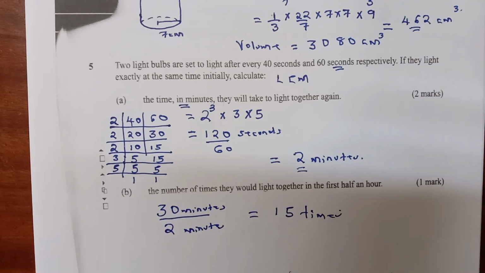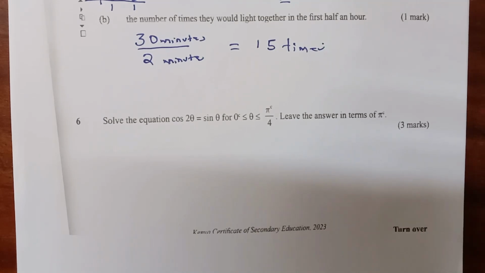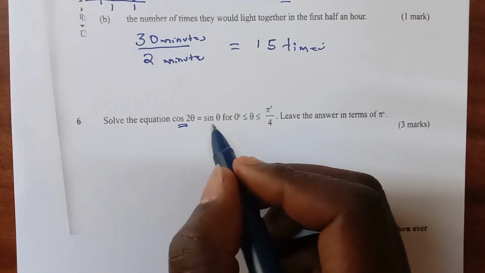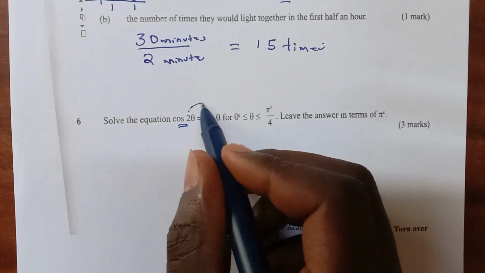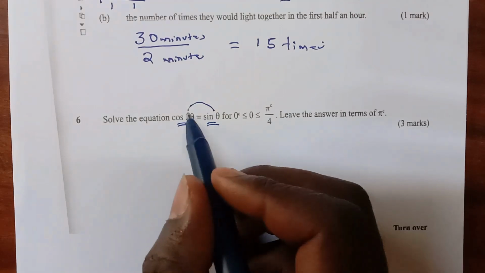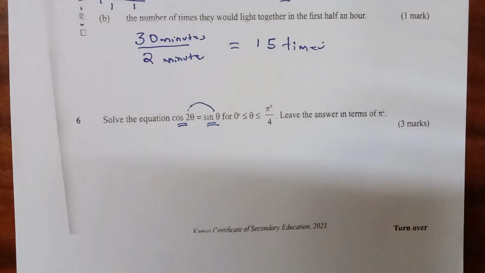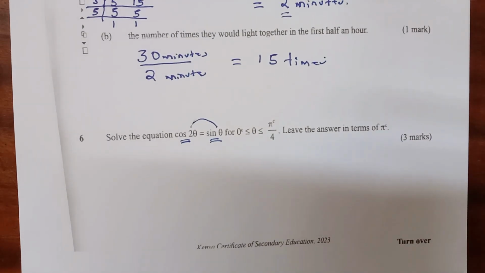Now, let us look at question 6. Solve the equation cosine of 2 theta equals the sine of theta. Now, it's upon the learners to understand that cosine is only equal to the sine if these two angles are complementary. What do you mean by this? If you add these two angles, that is 2 theta and theta, you'll get 90 degrees. That means the two angles must be complementary.